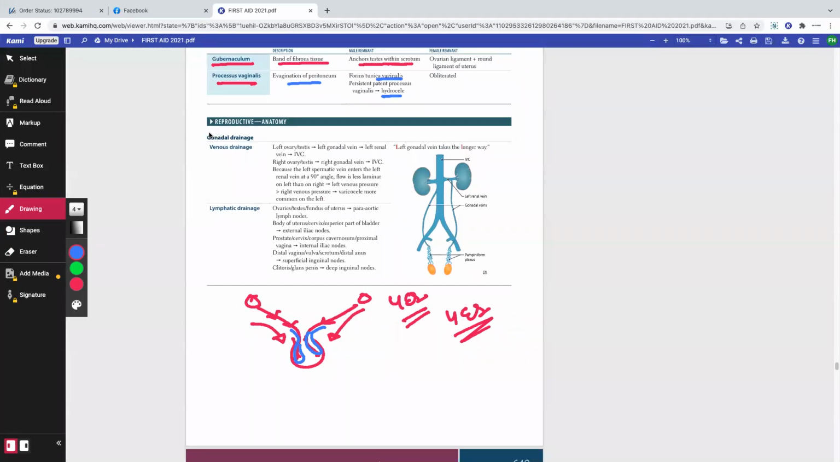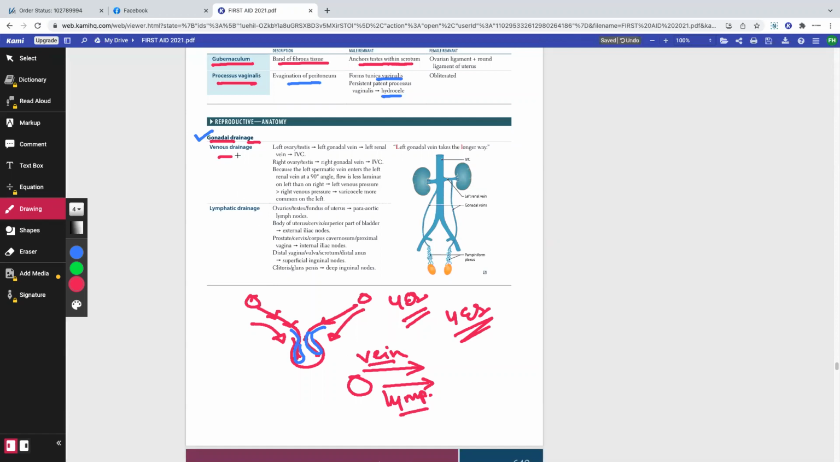So first, let's talk about the drainage of the ovaries and the testis. Okay, so gonadal drainage. Now, when we talk about drainage, what we're talking about is the things that are being taken away from an organ. So you basically have two major drains of any organ. One drainage is the draining of the veins, the venous blood. Another one is the draining of your lymph by the lymphatics. So whenever we talk about draining, these are the two things that we are referring to.